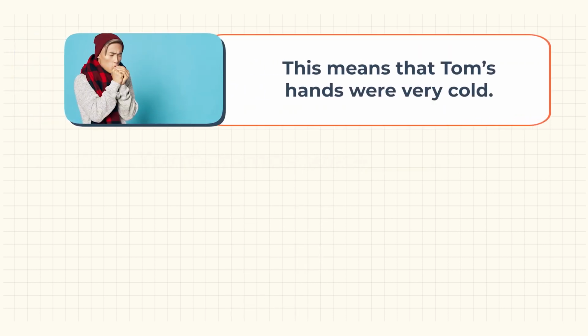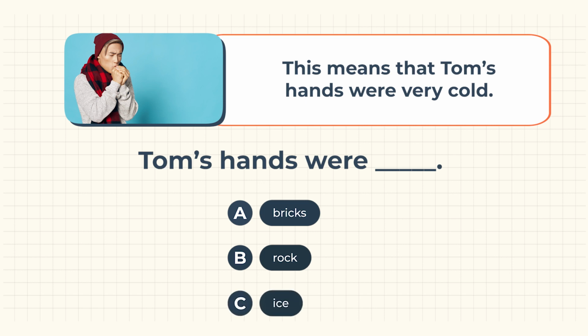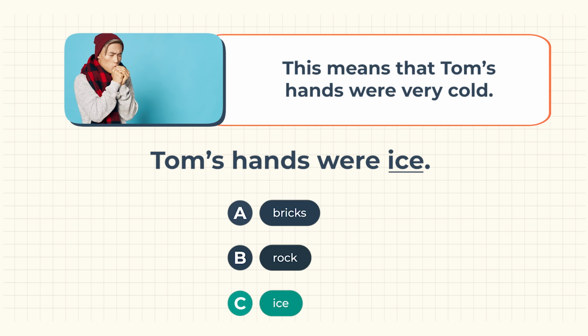This means that Tom's hands were very cold. Tom's hands were A. Bricks. B. Rock. C. Ice. The answer is C. Ice. Tom's hands were ice.